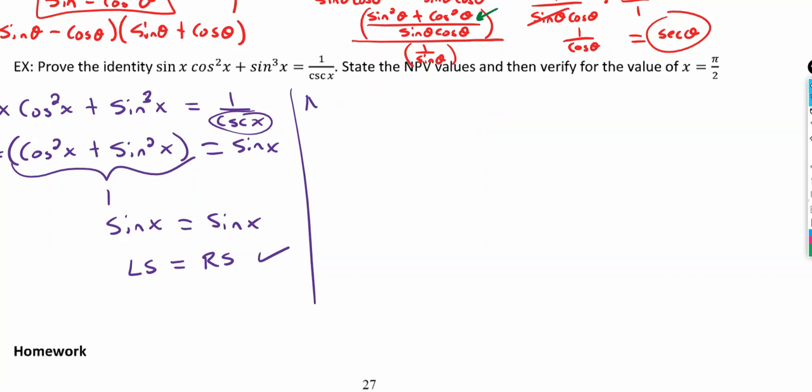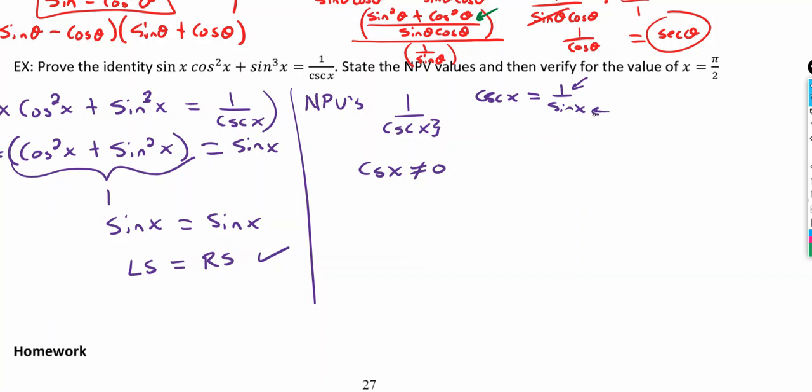Okay, so our NPVs, well, it's really coming from 1 over cosecant x. Let's write that down for a second. Cosecant x is equal to 1 over sine x, right? So it's not quite right to say that cosecant x can't equal 0, because cosecant x would never equal 0. Because 1 divided by sine theta, there's nothing I can put in there that's ever going to get 0 out of that.